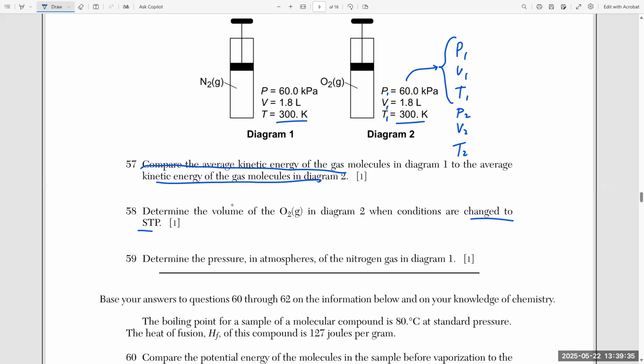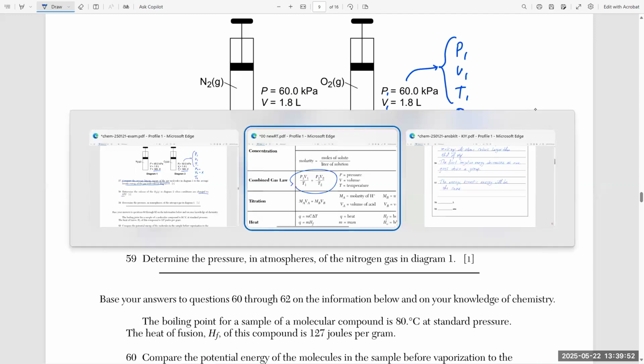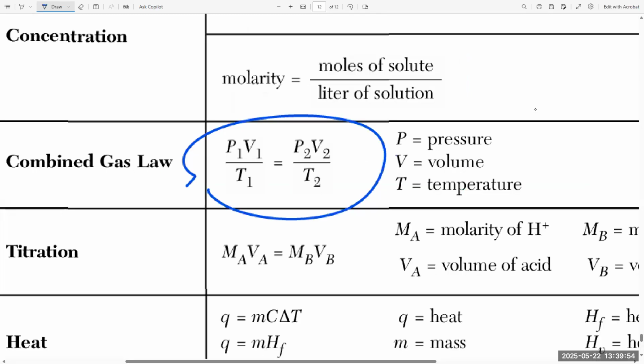These are STP. If you didn't know, what are they? Well, we want to determine the volume. This is our unknown. But we know the standard pressure, if you didn't remember, is 1 atmosphere or 101.3 kilopascals. Where do we get that from? We get it from here.